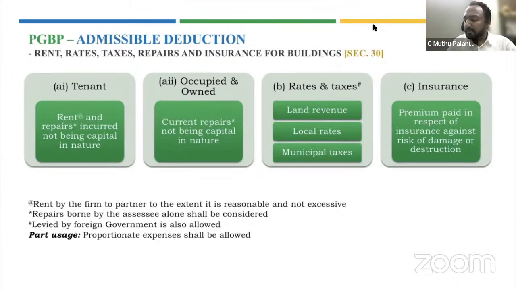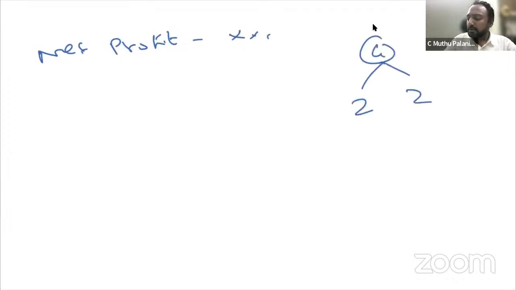As far as your PGBP goes, the PGBP problem will be something like you will start with net profit, right? From net profit, you have to do 4 additions. I'll divide it into 2 and 2. 2 for expense, 2 for income.